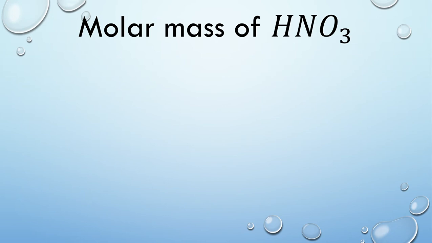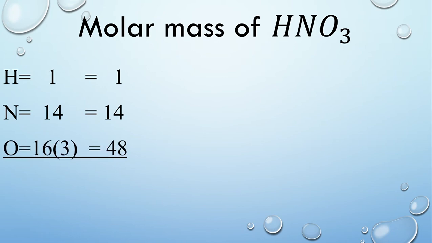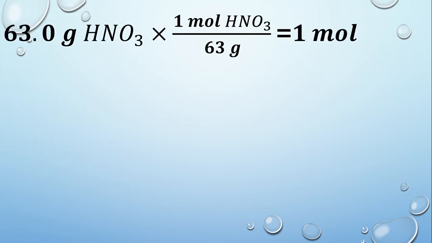Okay, so first the hydrogen. Hydrogen is 1, the nitrogen is 14, and the oxygen is 16. We will multiply it by 3. So the answer is 48. Add them all. The answer is 63 grams. Okay. So next, we have to get the given again.